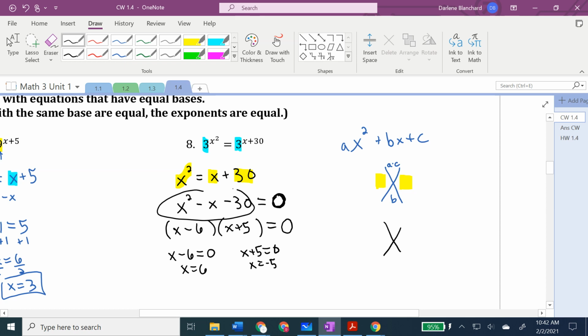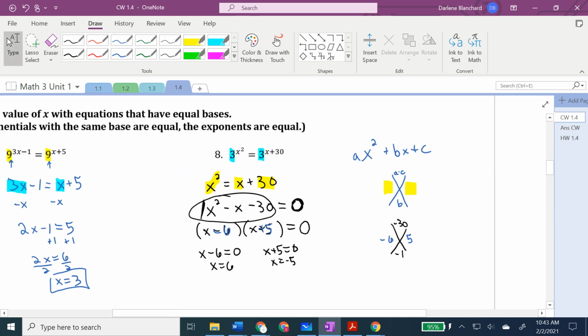So with this expression, my A is 1, my C is negative 30, 1 times negative 30, and then my middle x is being multiplied by a negative 1. And then it's a matter of sifting through your thoughts of various numbers that multiply to make negative 30, until you come up with negative 6 times 5 will give me negative 30, but also adding them will give me negative 1. And that's how we determine those factors. And I'll spend time on that.